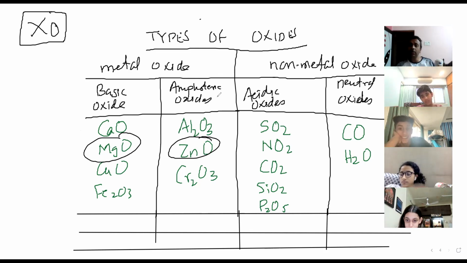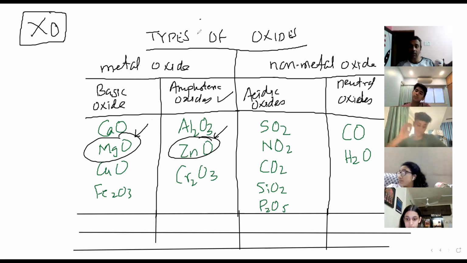Knowing that zinc oxide is an amphoteric oxide, what do you know about zinc oxide? It will react with both acids and bases. If you know that magnesium oxide is a basic oxide, that means it reacts with acids only. It reacts with acid, but it will not react with base. So this is where they will differ.